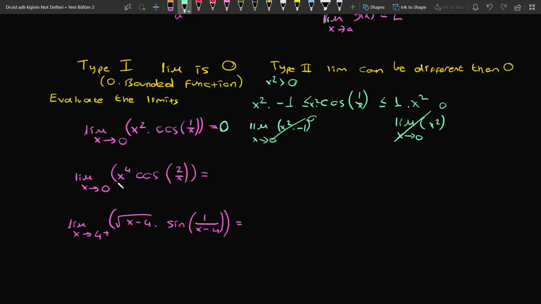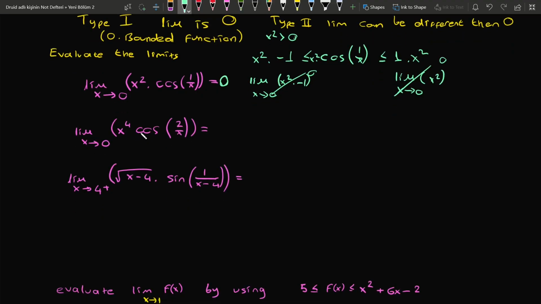So, we have another example. The limit of x to the 4th power times cos of 2 over x as x approaches 0. I clearly see that 2 over 0 is something that I cannot work with. Therefore, we cannot use our limit rules here as well. So we start with the function cos of 2 over x again, and I know this is between 1 and negative 1. Therefore, I can multiply every side by x to the 4th power. And when I do this, I check the limits now from every side.